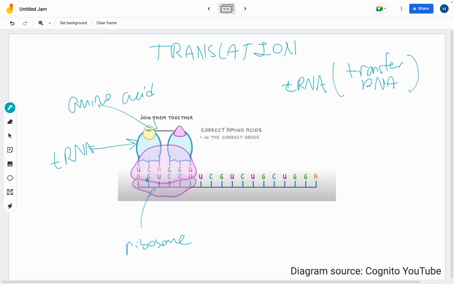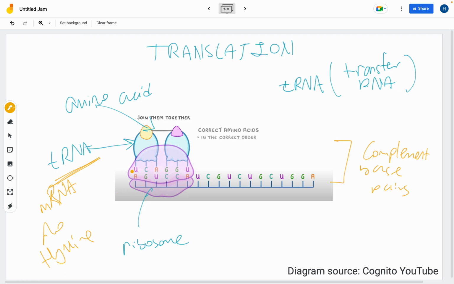Now, tRNA and mRNA, believe it or not, also form complementary base pairs. So adenine is going to bond with uracil, guanine with cytosine, uracil with adenine, cytosine with guanine. And remember, tRNA has the same properties as mRNA. So it has no thymine, and it has uracil instead of thymine.